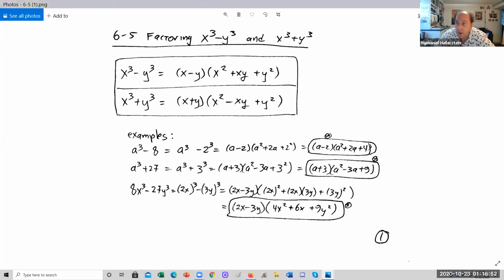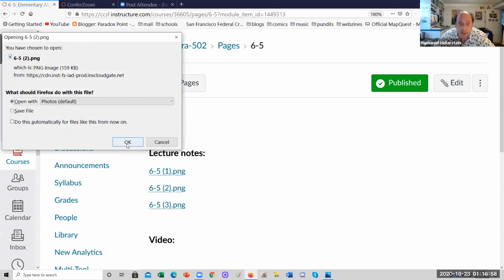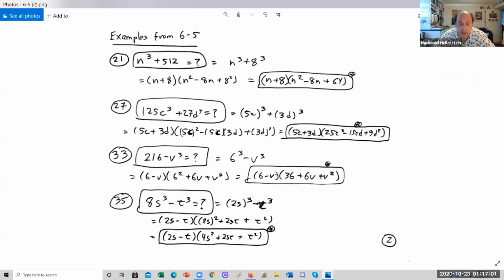All right, that's one. Let's move on. All right, here are a bunch of examples. n cubed plus 512. All right, 512 turns out to be 8 cubed.